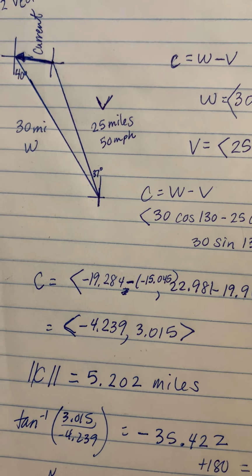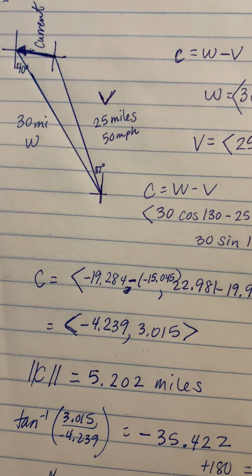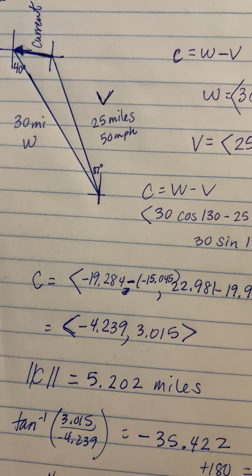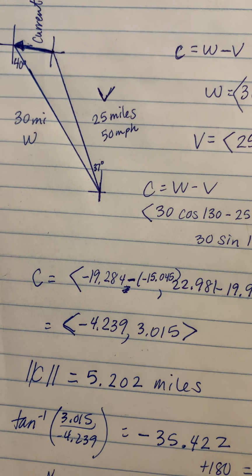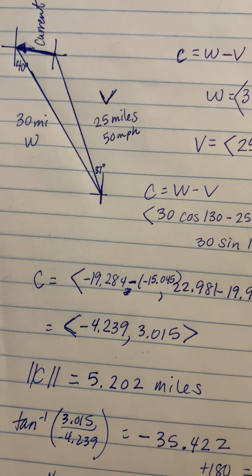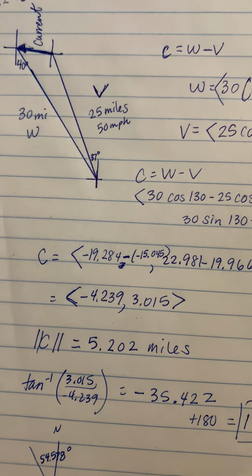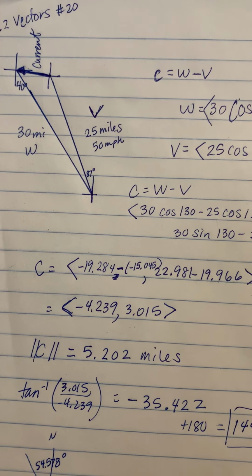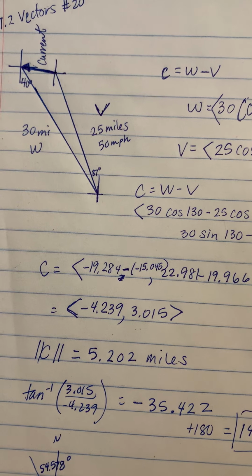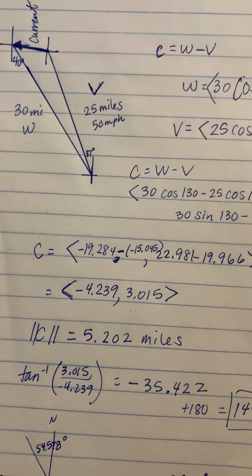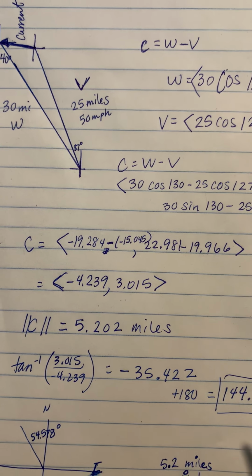Then I used those numbers to find the magnitude. That would just be the Pythagorean theorem, so the square root of these two numbers squared. Of course, squaring the negative 4.239 turns it into a positive number. So that number squared plus that number squared, square rooted, was 5.202. So there's the magnitude of our current. Remember, that's for a half hour. So if we want miles per hour, we double that number, so it's approximately 10 miles per hour, or 10.4 miles per hour. The answer key just says approximately 10 miles per hour.